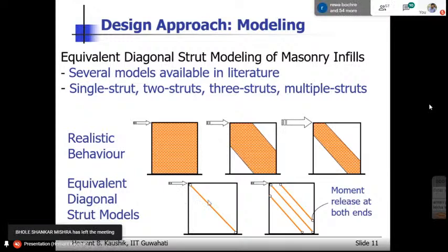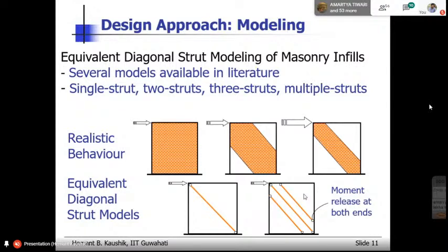Now, one important point here is you can see these circles here. See at the ends of the diagonal strut, you have these circles. Now, these circles are the additional moment releases that are defined when you model this strut. Now, what are these moment releases? It is like a hinge.